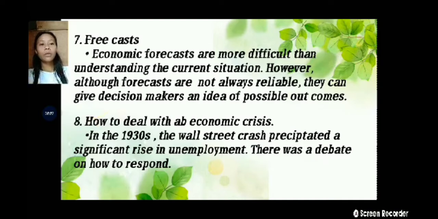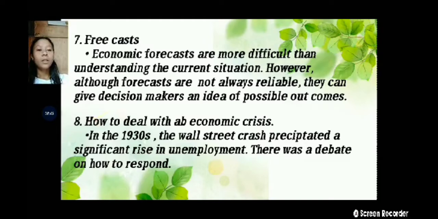Forecast. Economic forecasts are more difficult than understanding the current situation. However, although forecasts are not always reliable, they can give decision makers an idea of possible outcomes. Many economists suggested the UK could struggle with a common monetary policy, but if it had been taken on purely political grounds, the UK may have joined. For example, in 2003, the UK took a decision about whether to join the euro.